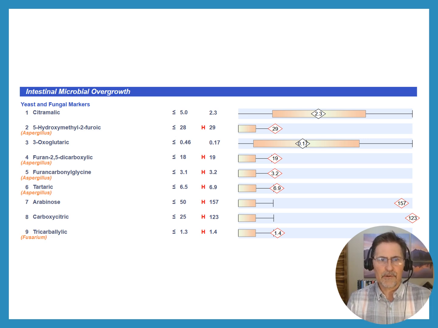So here is a screenshot of the Mosaic Diagnostics organic acid test. This is page 1. This is looking at yeast and fungal markers specifically. We can see in this particular individual, there's a number of elevated markers. Arabinose, which is marker 7, is something that's linked to candida overgrowth. Carboxycitric, number 8, is linked to yeast overgrowth in the digestive tract. And then the other markers of 2, 4, 5, 6, and 9 are linked to colonization from Aspergillus and Fusarium mold, respectively. Now, typically those can come from environmental factors, environmental exposures, but Fusarium, for example, can also come from contaminated food.